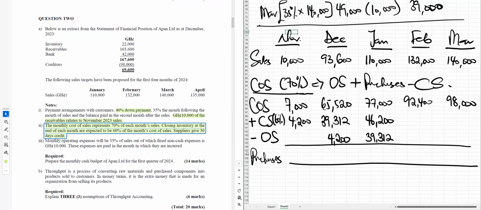46,200. That becomes opening stock for the next month. 55,440. So this one becomes opening stock again. 58,800. This one is 58,800. Is that it? Yes. So we take it out. But what was the opening stock for this one? We didn't know. We don't really need it, right? So that's our purchases, right?